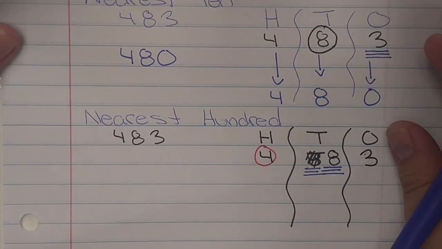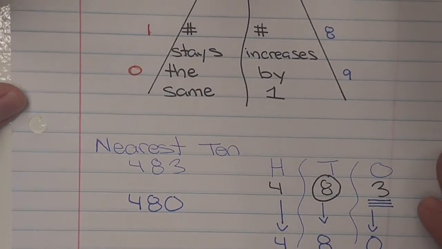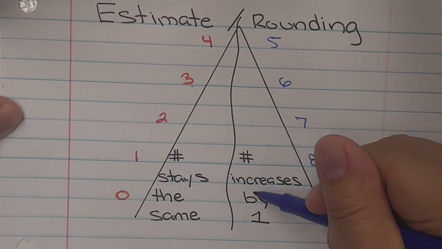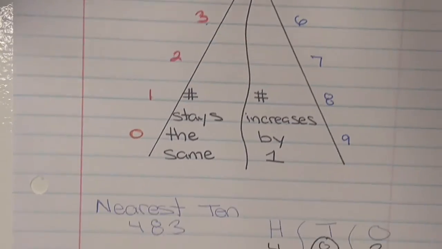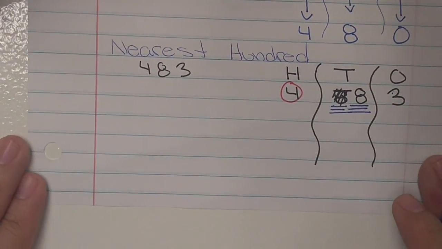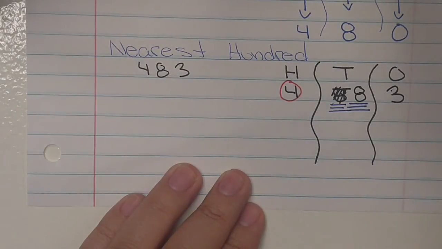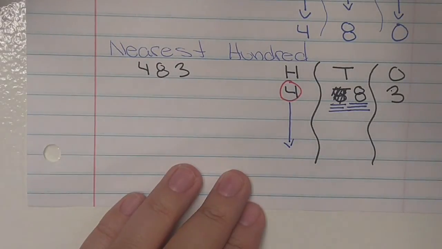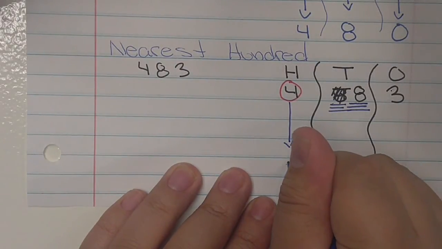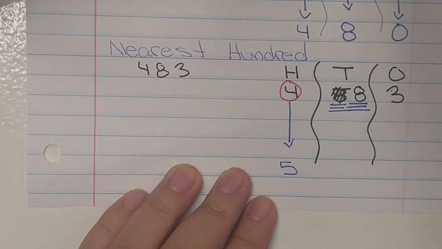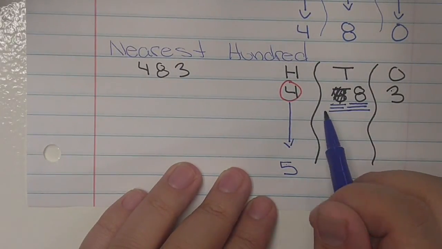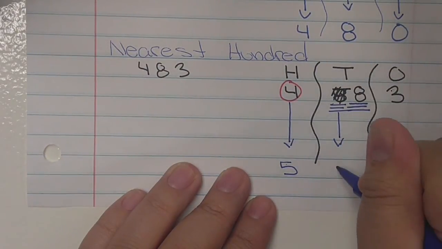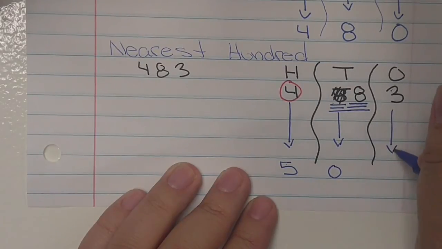So let's go ahead and look back up at our little template. As you can see here, 8 is here, and it tells me that I need to increase the number by 1. So I'm going to go back to my place value chart. My original number was 4, and if I increase that 4 by 1, I'm going to get a 5. Now, once again, once you have changed that number, any numbers to the immediate right of the number that stays the same or changes now become 0. So this 8 becomes a 0, and this 5 becomes a 0.